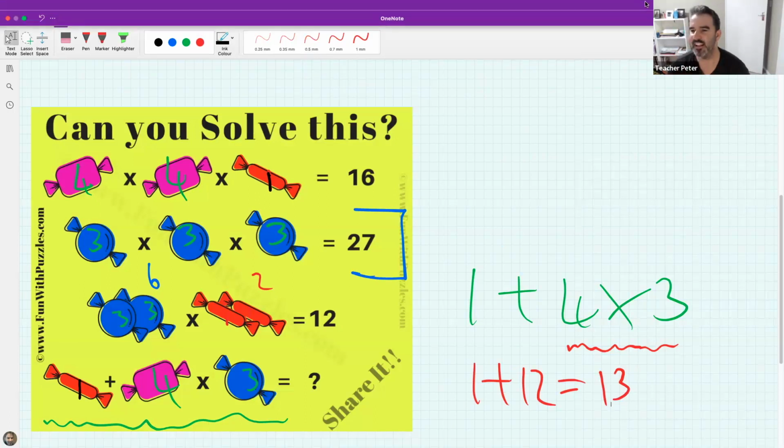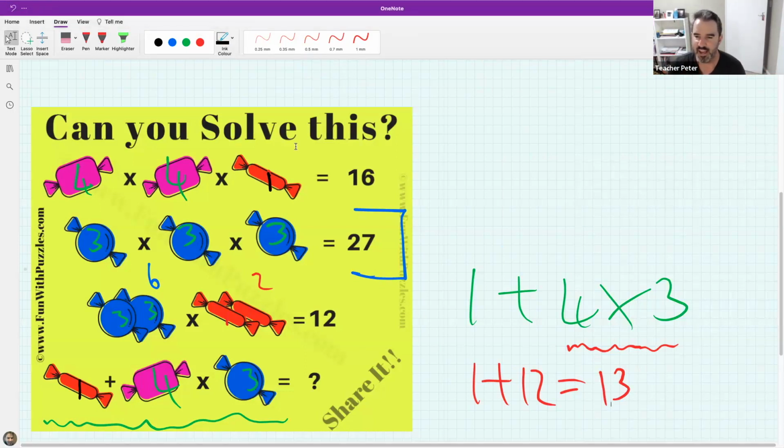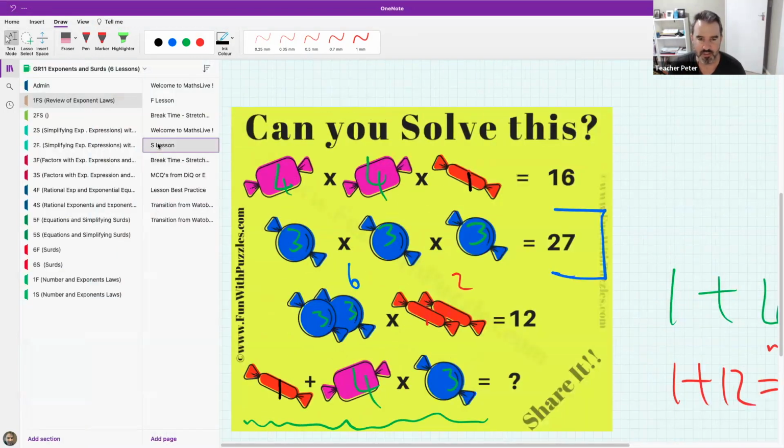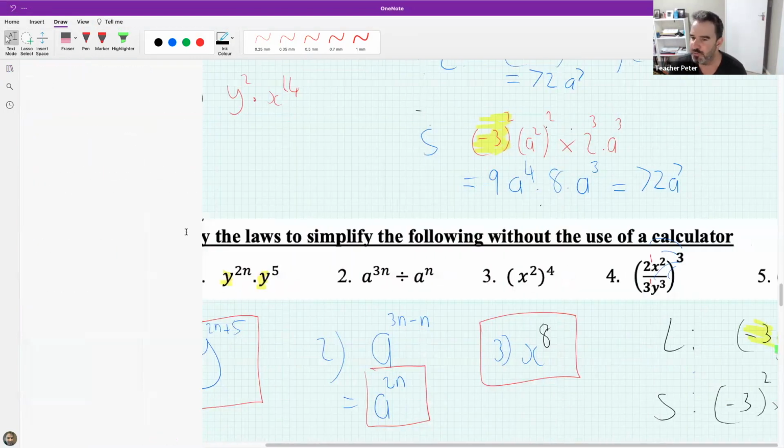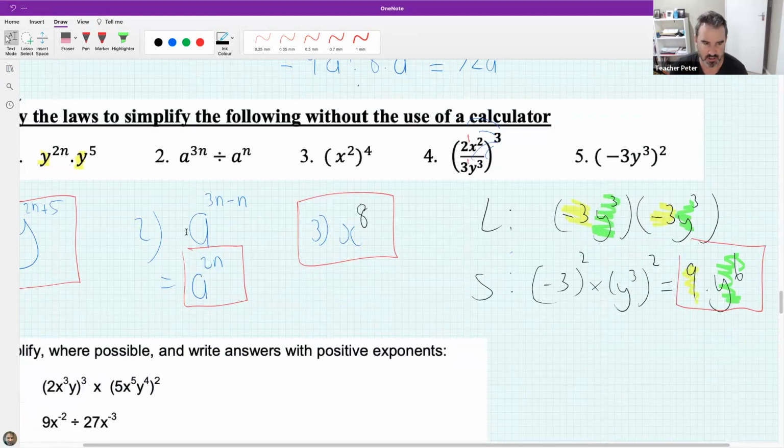Okay, I feel like I've had a bit of a relax in my body. We had a bit of fun with the puzzle. And so I'm ready to head back to some exponents. How are you feeling? I hope that you're feeling a bit refreshed there.